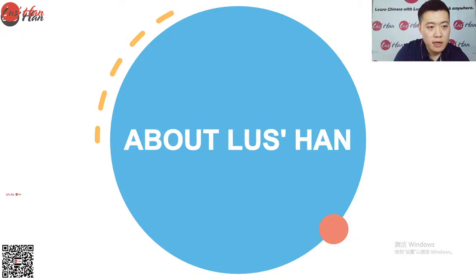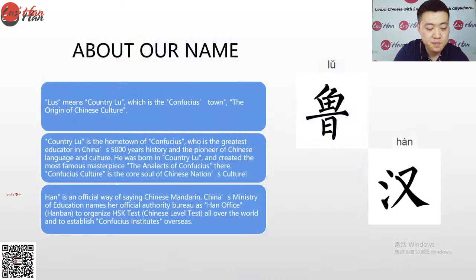Now I'm going to talk about Lu's-Han. What's the meaning of Lu's-Han? The word Lu means the country of Lu, the Confucius town, in China, and it's also the origin of Chinese culture. The country of Lu is the hometown of Confucius, the greatest educator in China's 5,000 years of history and the pioneer of Chinese language and culture. He was born in the country of Lu and created the most famous masterpiece, the Analects of Confucius. Confucian culture is the core of the Chinese nation's culture, which means it's our nation's core soul. That's why we named it Lu.